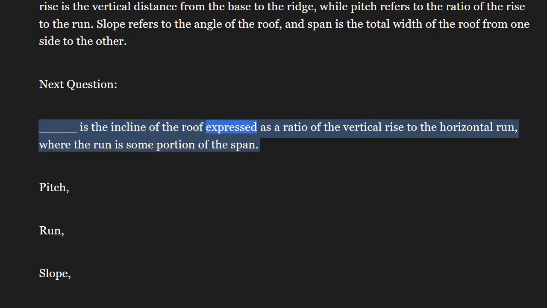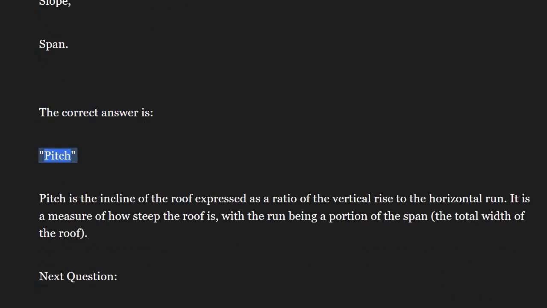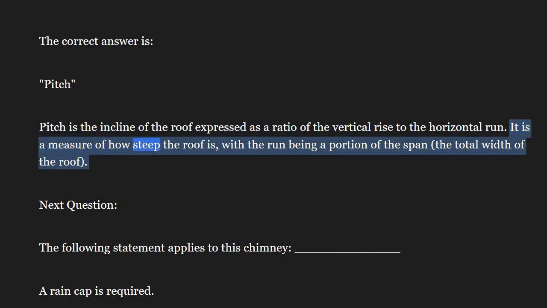Next question. _____ is the incline of the roof expressed as a ratio of the vertical rise to the horizontal run, where the run is some portion of the span? Pitch, run, slope, span. The correct answer is pitch. Pitch is the incline of the roof expressed as a ratio of the vertical rise to the horizontal run. It is a measure of how steep the roof is, with the run being a portion of the span.